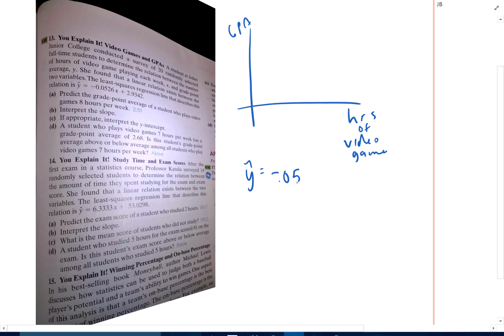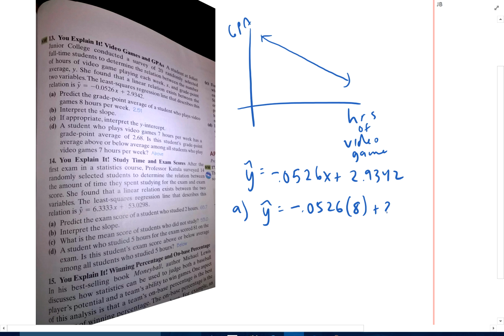negative 0.0526x plus 2.9342. So it goes down like this, whatever the data might look like. So we want to predict the grade point average of a student who plays video games 8 hours per week. So we're going to plug that in for x, 2.9342, and see what we come up with.